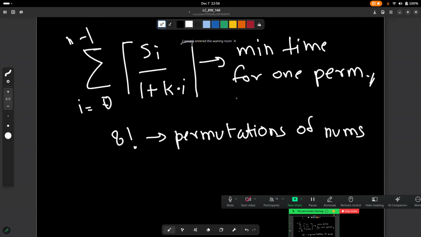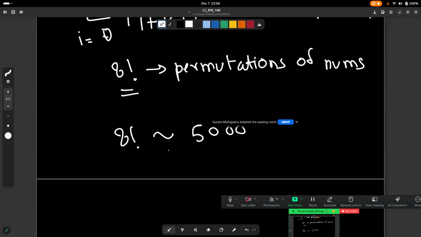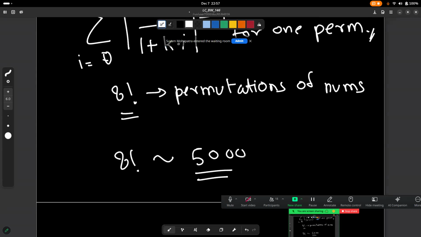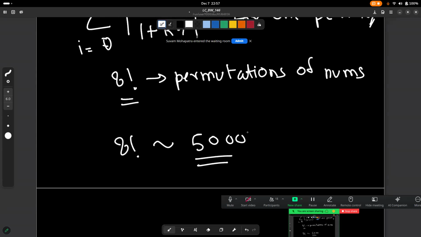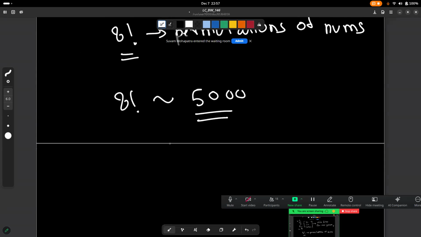This is the minimum time for one permutation, and you have 8 factorial permutations. What is 8 factorial? It is roughly around 5,000, a bit larger than 5,000. So you have 5,000 permutations to check. You can check each permutation in big O of n time, where n is less than equal to 8.